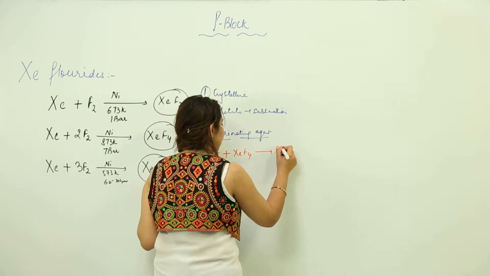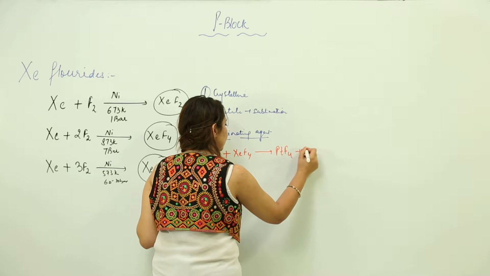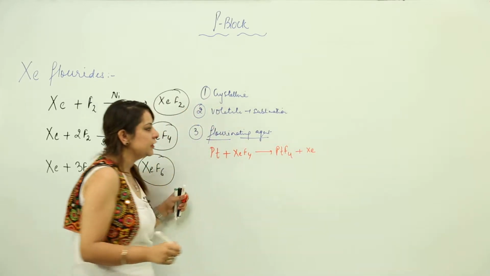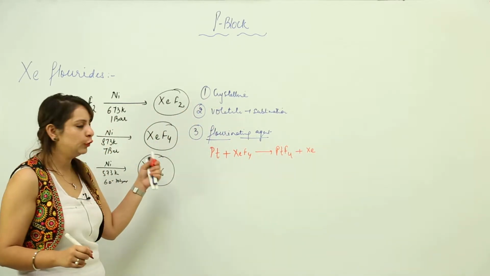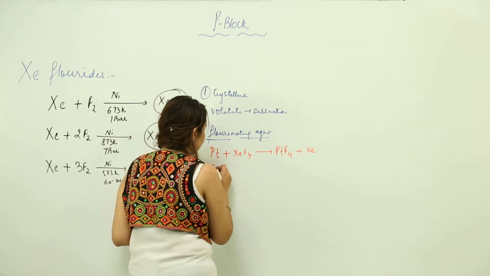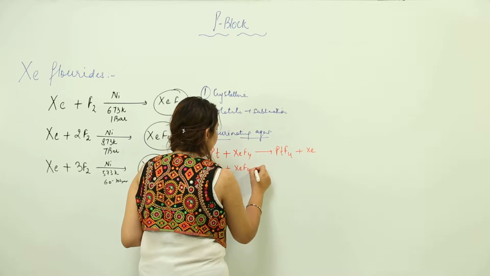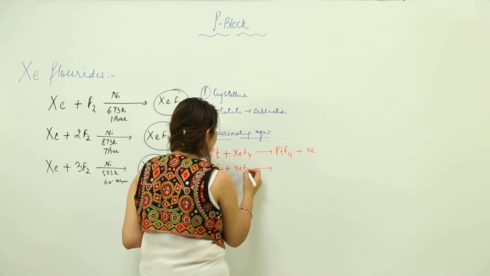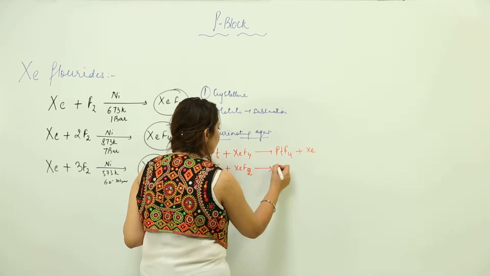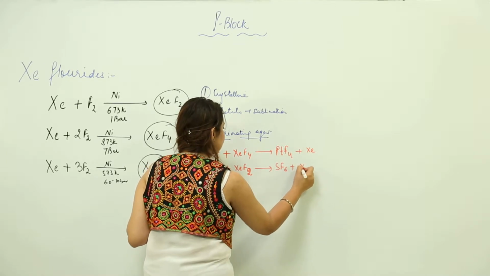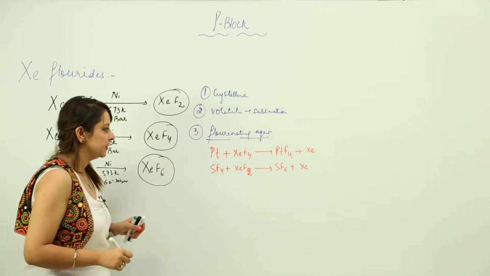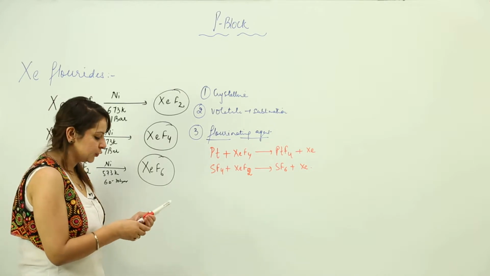So what do we get here? We get platinum fluoride and xenon gets separated. This is proof that it can give its fluorine. Likewise, suppose we have SF4 and we react it with XeF2. It will form SF6 and Xe will be liberated. So they act as fluorinating agents.